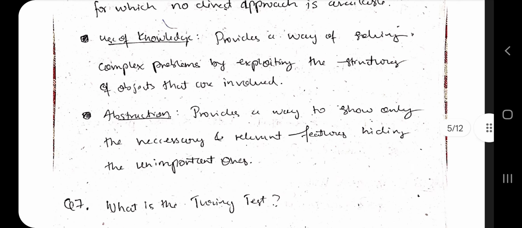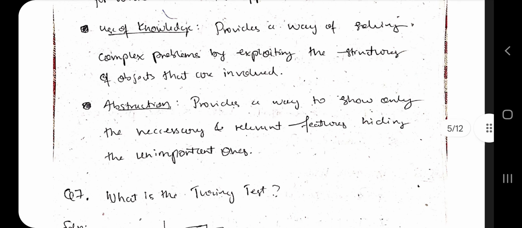Abstraction means what? It provides a way to show only the relevant features and hide the unnecessary features. So if you were to see all the algorithms running when you do a Google search, you would go mad, right? That's what we don't want to see. So it's abstraction. That's the third important feature of AI.